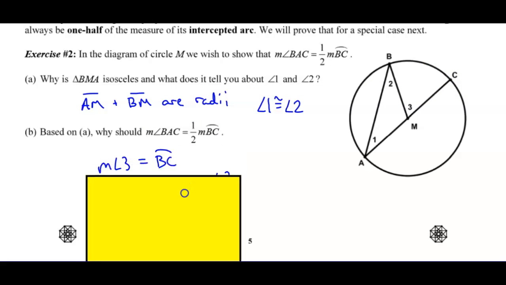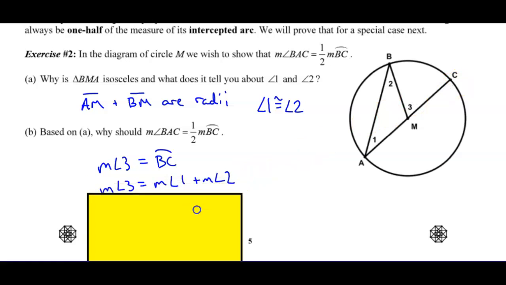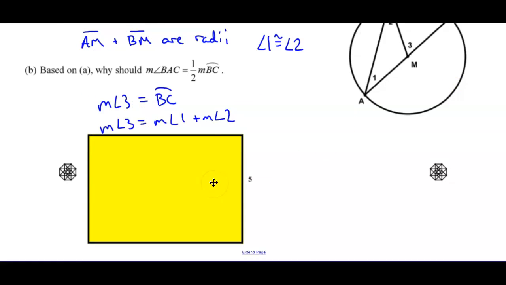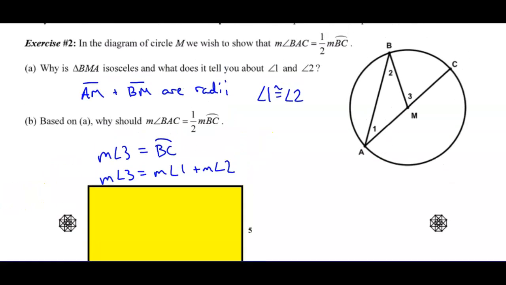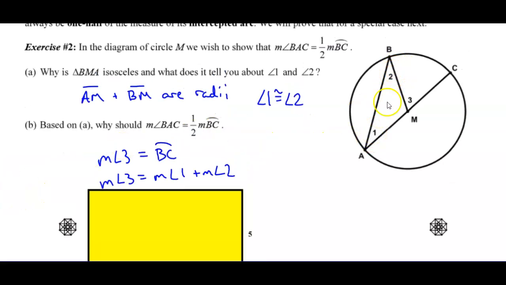Alright, so let's start with angle 3 and talk about what that's equal to. Angle 3 is equal to arc BC, and that's because that arc is subtended by a central angle. So central angles will be equal to their arc measures. We talked about that in the last lesson. And since angle 3 is also equal to angle 1 plus 2, because of the exterior angle theorem, angle 3 is an extension, so it's equal to the sum of the two remote angles.